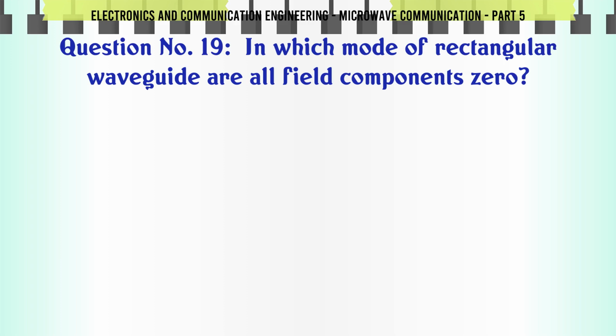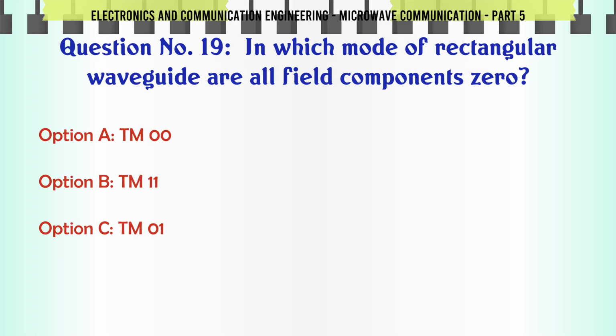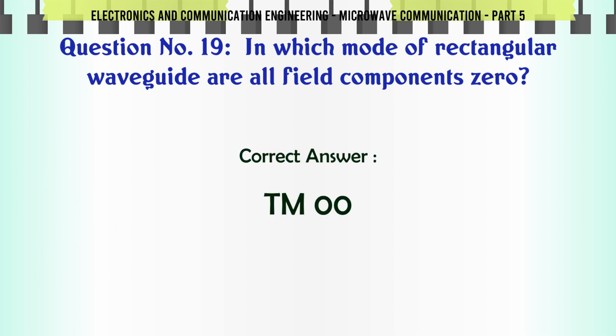In which mode of rectangular waveguide are all field components 0? A: TM00, B: TM11, C: TM01, D: TM10. The correct answer is TM00.